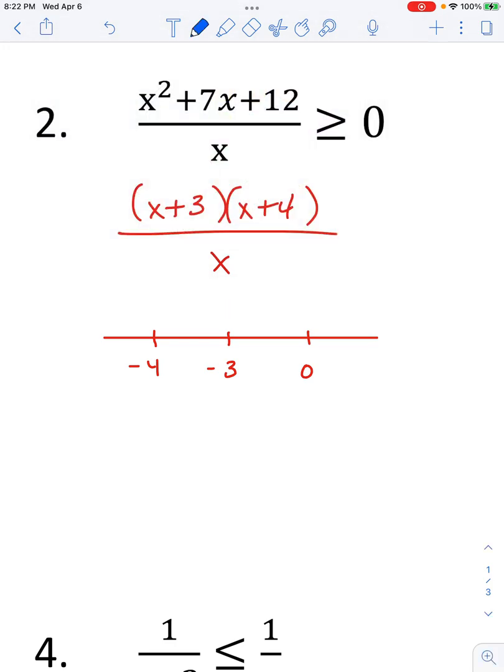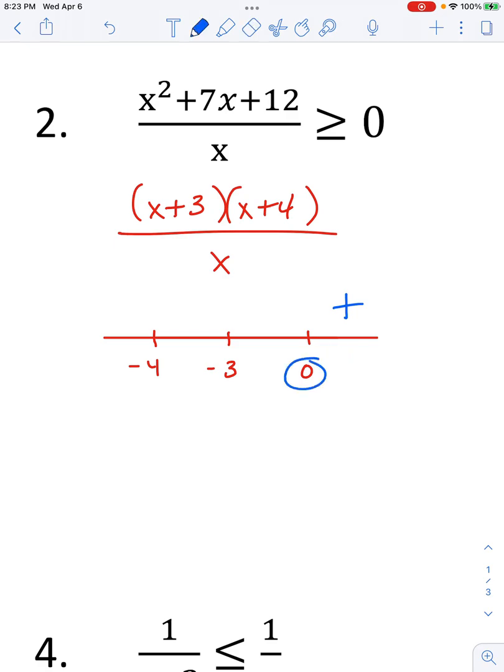So let's plug an easy one in like 1, which is in the right section. If I plug 1 into all the x's, what will we get? Sorry, we're plugging 1 in. 1 plus 3 is positive. 1 plus 4 is positive. Then if I plug 1 in the bottom, 1 itself is positive. So I have a positive times a positive, then divided by a positive. Ultimately, this whole area is positive.